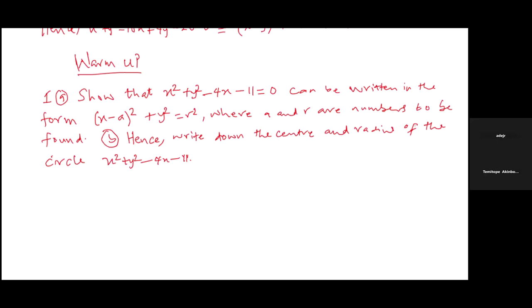Okay. What's your answer? So for A it is (x minus 2) squared plus y squared equals 15. Clap yourself. Then for B, the center is (2, 0) and the radius is square root 15. No, the question just says you should find the radius. Oh, okay, yes. Very good. Clap yourself for that. Thank you, sir.